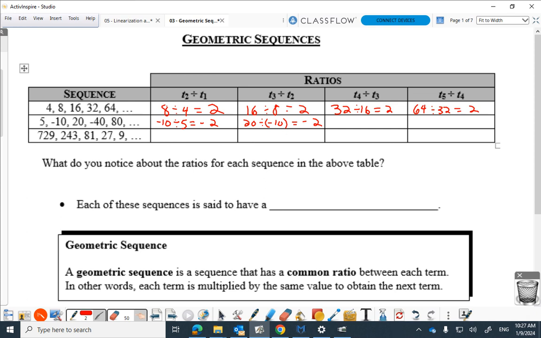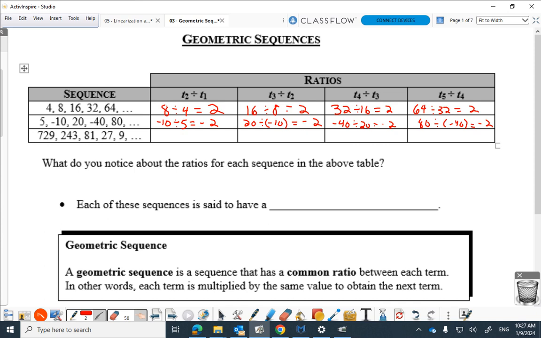-40 divided by 20, -2. 80 divided by -40, -2. That one is also geometric. It's being multiplied by -2 every single time. Last one.